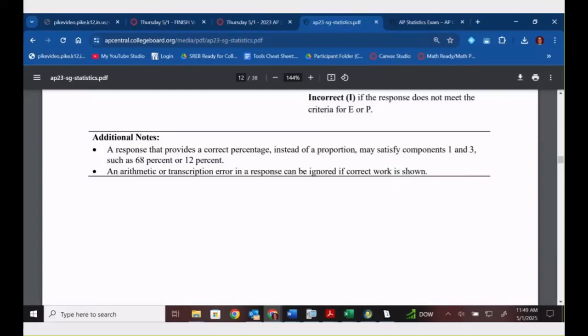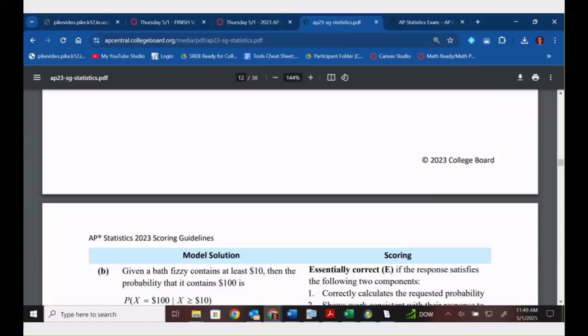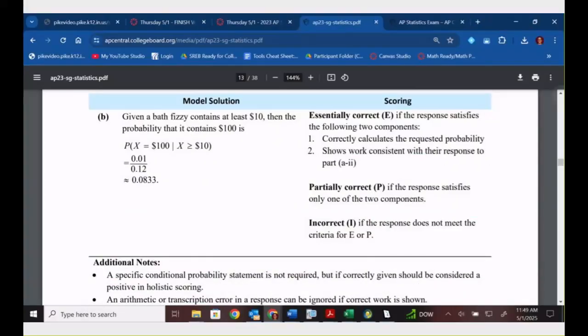Any other questions about scoring part A on number 3? All right. Scoring part B.